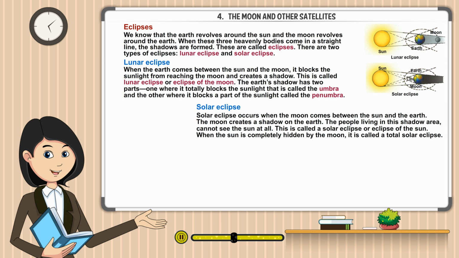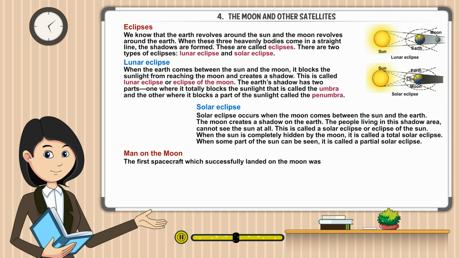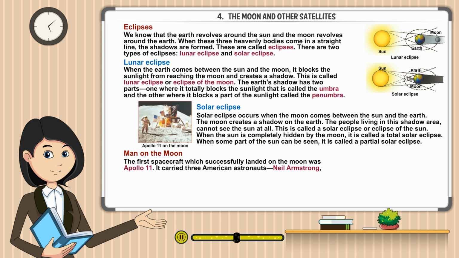When the Sun is completely hidden by the Moon, it is called a total solar eclipse. When some part of the Sun can be seen, it is called a partial solar eclipse. Man on the Moon. The first spacecraft which successfully landed on the Moon was Apollo 11.